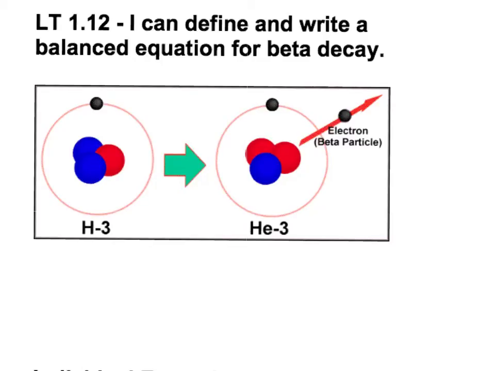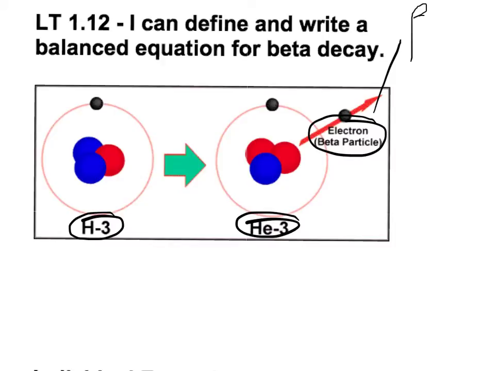Learning target 1.12. I can define and write a balanced equation for beta decay. So here's a picture of beta decay. We have hydrogen 3 decaying into helium 3 and a beta particle. A beta particle is sometimes called an electron, and the symbol for it is that. That is the Greek letter beta, which stands for B in their alphabet.